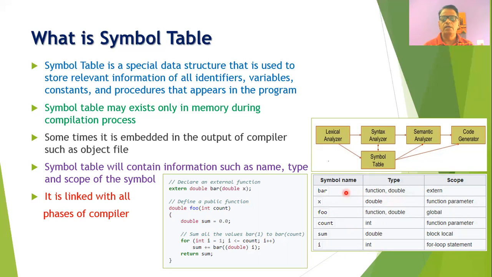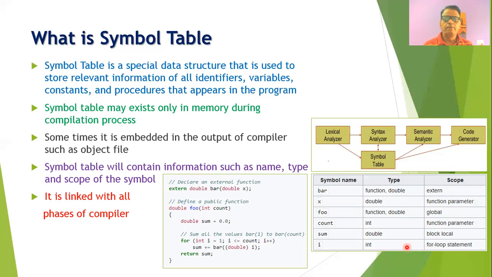Say for example, bar is a function name of which the type is double and its scope is external. x is a double variable and it is a function parameter. foo is a function name of the type double and its scope is global. count is an integer variable and it is a function parameter. sum is a double variable of which the scope is local or block local. i is an integer variable and it is used in the for loop statement.